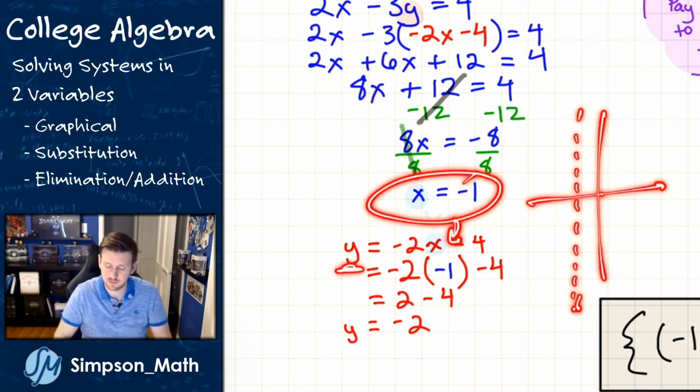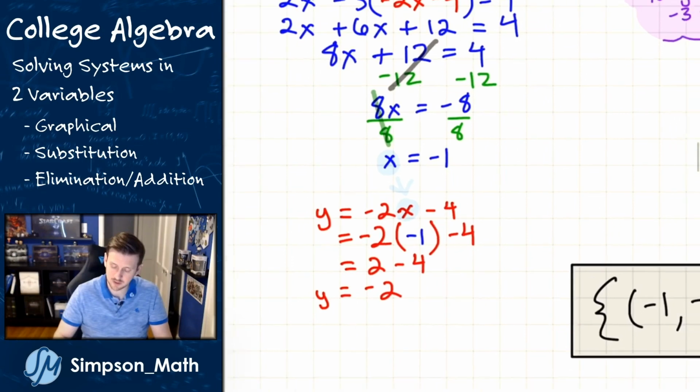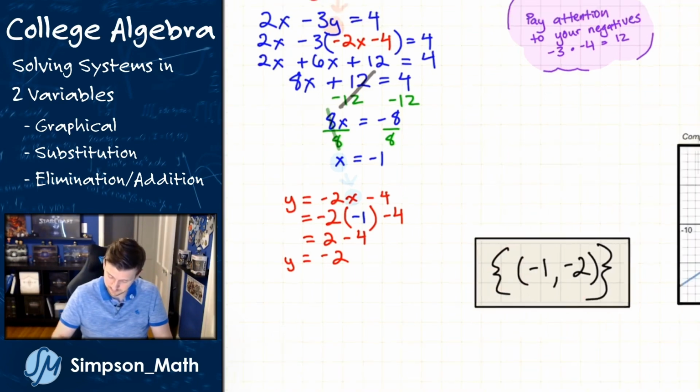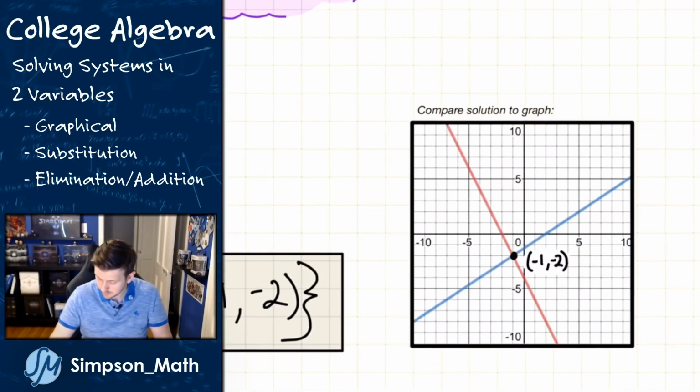So I plug it in, and I get negative 2 times negative 1 is a positive 2. Positive 2 minus 4 is negative 2. So my solution is the ordered pair negative 1, negative 2. And then you can verify this graphically. So there's my blue line and my red line, and they do cross right there at negative 1, negative 2.